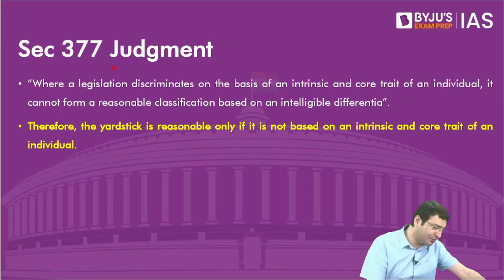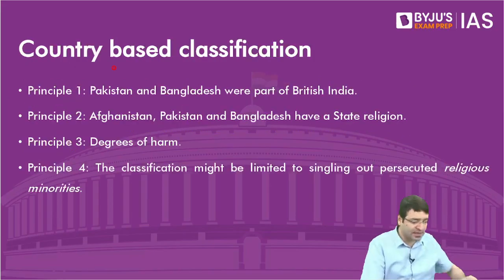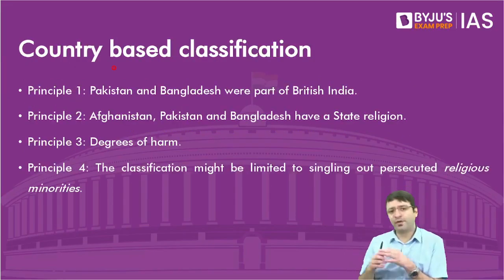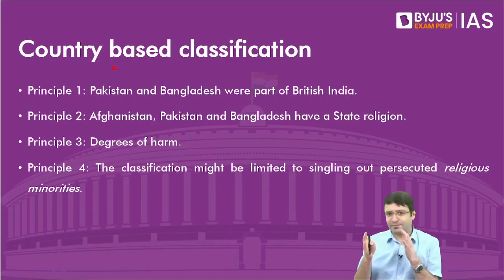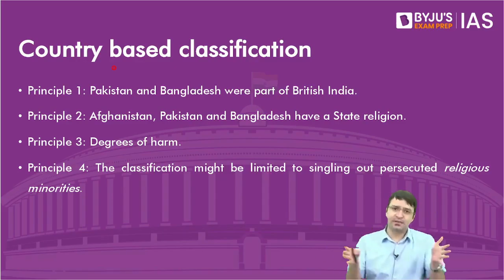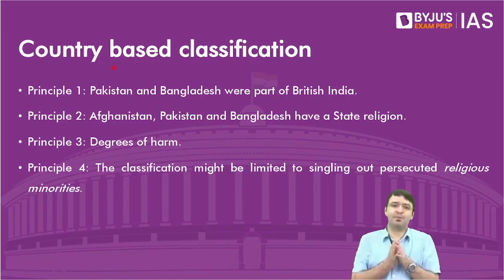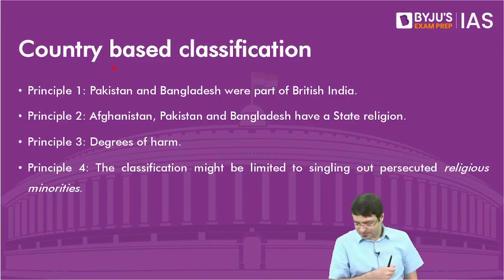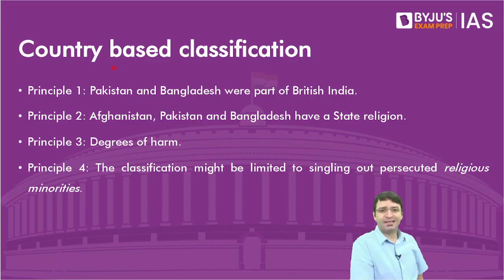What about other provisions, other arguments against CAA? We will discuss them tomorrow. So tomorrow we will talk about more arguments against CAA. Then we will link CAA with NRC and NPR. Then the citizenship chapter is complete. And tomorrow we will start a fascinating discussion on fundamental rights as well. If you have any question on CAA, park your thoughts, park your questions, shoot them tomorrow, because tomorrow we will discuss everything.